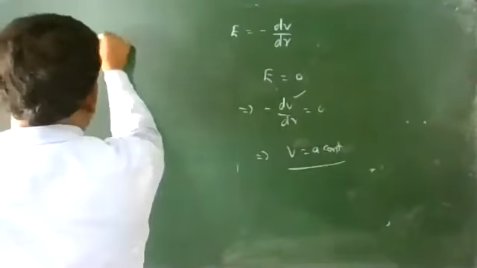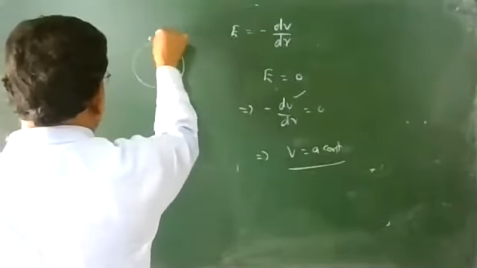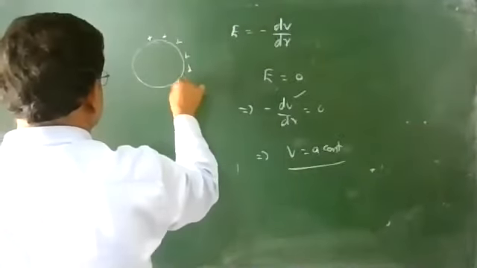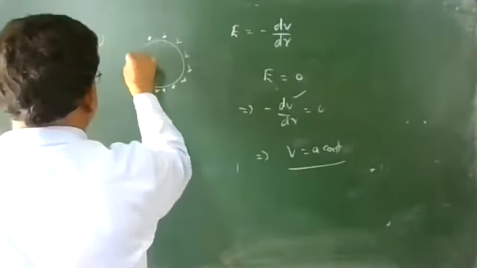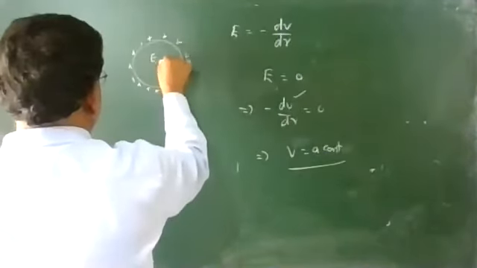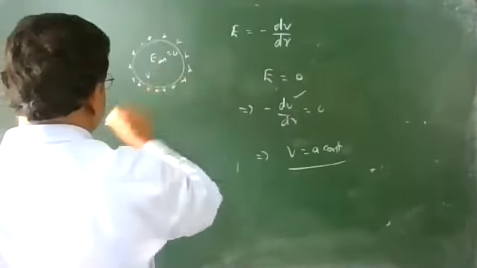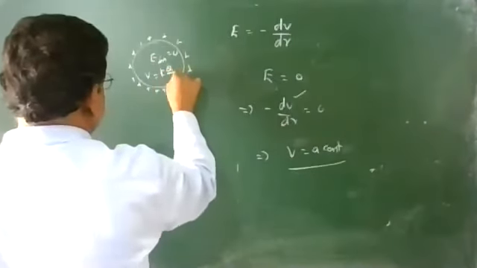Example number 1 is inside a spherical shell. It is a charged spherical shell, if you remember. Inside the spherical shell, the electric field is equal to 0, but the potential is not equal to 0. Potential is kq divided by R.